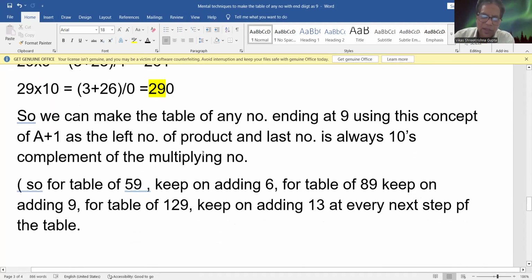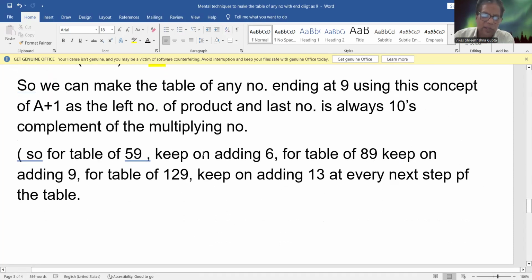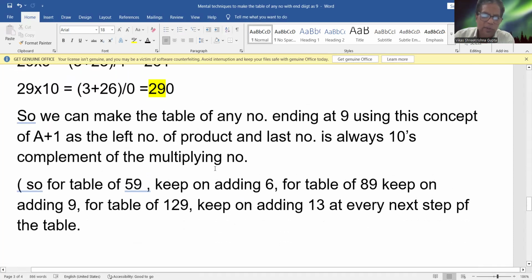In the same way, you can make the table of any other number. The general formula is, if you have to make a table of A9, then keep on adding A plus 1 to all the previous products.